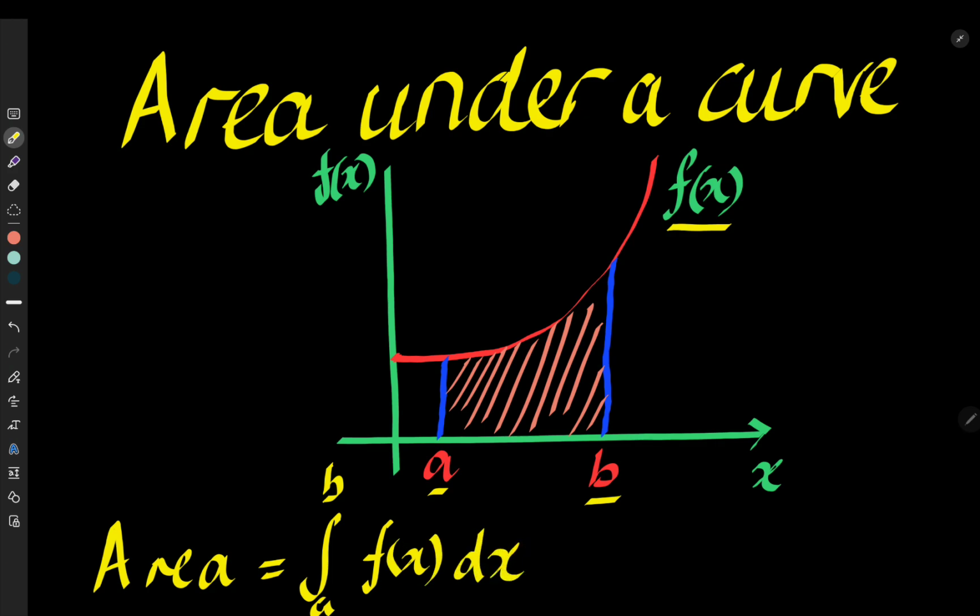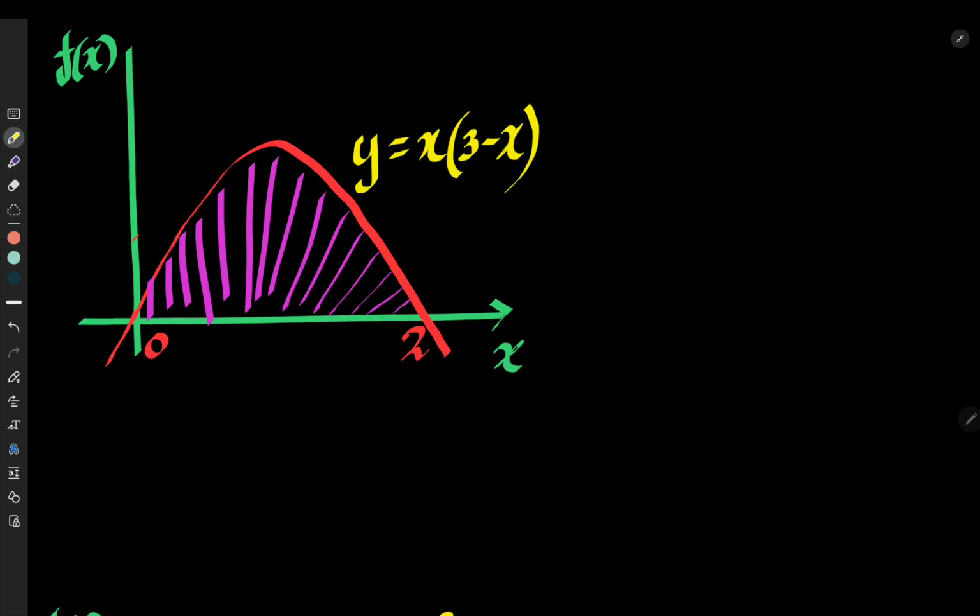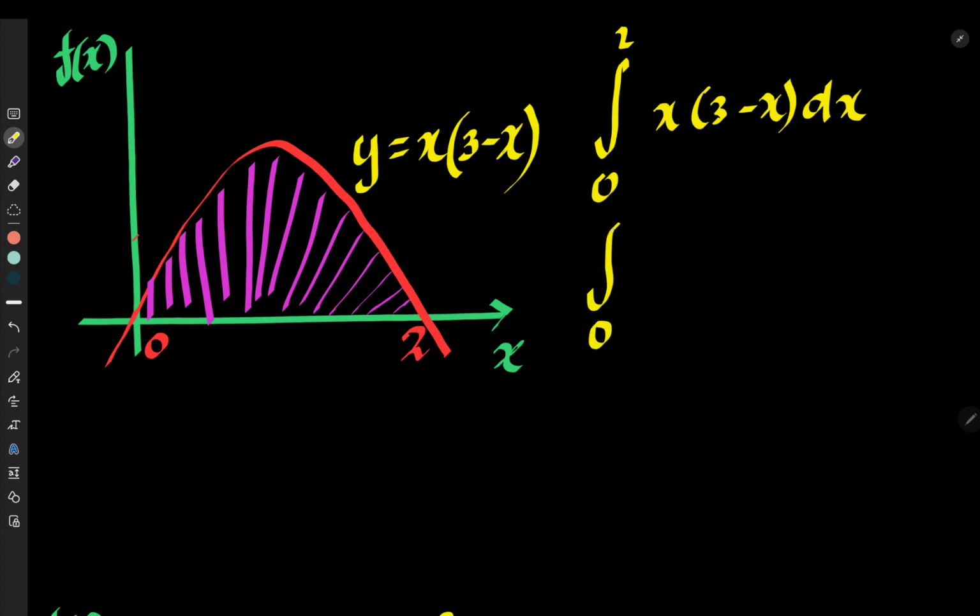To explain this further, let's get into some examples. In this example, we are asked to determine the area of the shaded region that is bound by the curve y is equal to x(3 minus x), and also by the lines x is equal to 0 and x is equal to 2. So we have to do a definite integral of x(3 minus x) dx from 0 to 2. Before you integrate, you want to simplify those brackets, and that becomes 3x minus x squared dx.